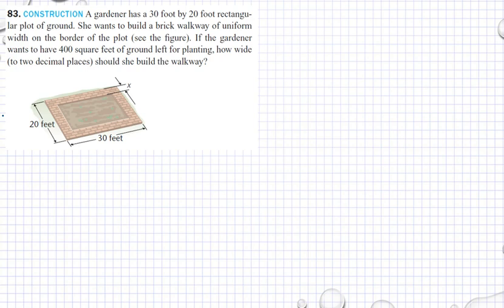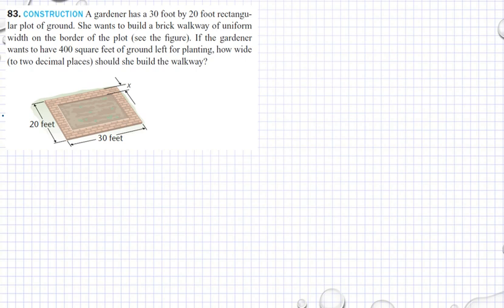Construction problem. A gardener has a 30-foot by 20-foot rectangular plot of ground, as you can see in the figure. She wants to build a brick walkway of uniform width on the border of the plot. If the gardener wants to have 400 square feet of ground left for planting, how wide to 2 decimal places should she build the walkway?